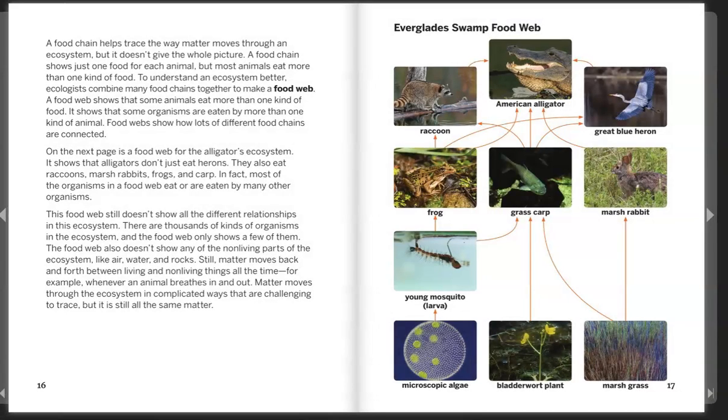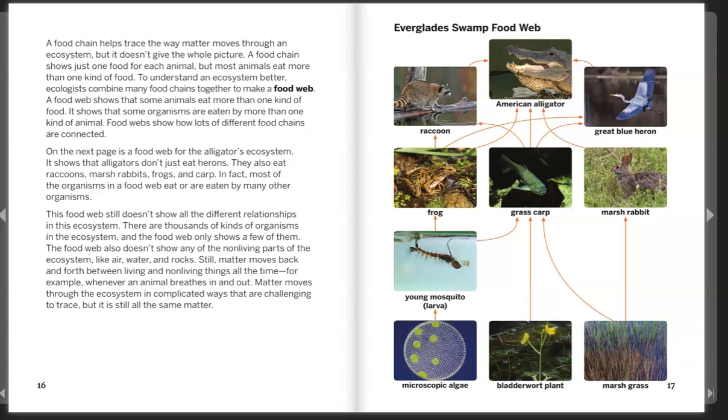A food chain helps trace the way matter moves through an ecosystem, but it doesn't give the whole picture. A food chain just shows one food for each animal, but most animals eat more than one kind of food. To understand an ecosystem better, ecologists combine many food chains together to make a food web. A food web shows that some animals eat more than one kind of food. It shows that some organisms are eaten by more than one kind of animal. Food webs show how lots of different food chains are connected.